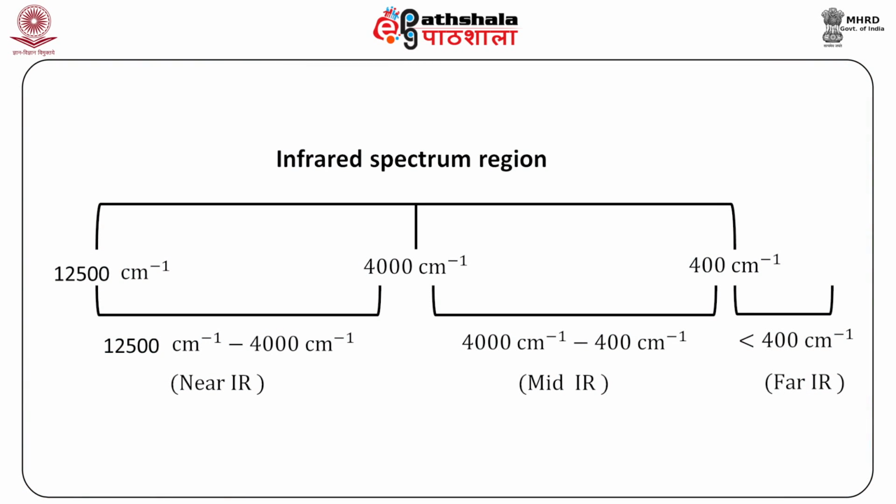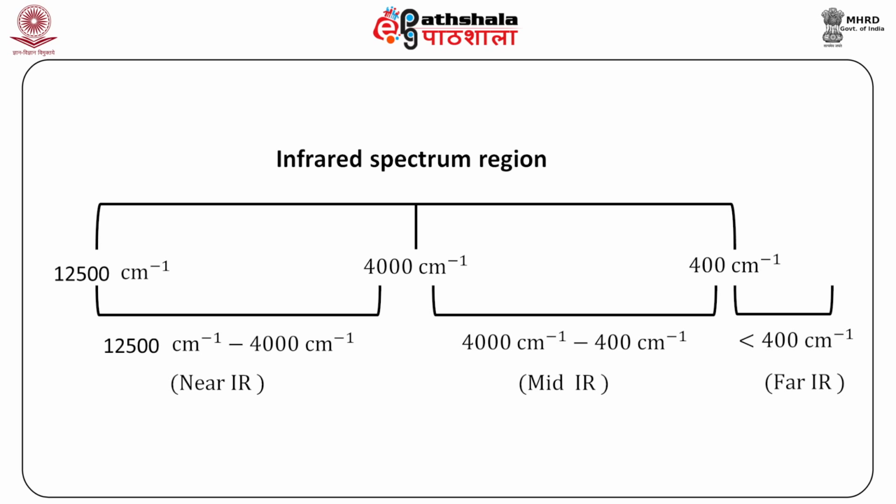Now, the infrared spectrum can be divided into three main types of regions. First of all, the far infrared region, which is less than 400 centimeters inverse. Now, centimeter inverse is the general unit which we use in case of infrared spectroscopy. Second is the mid infrared region, which ranges from 4000 to 400 centimeter inverse, and the near infrared, which ranges from 12,500 to 4,000 centimeter inverse.